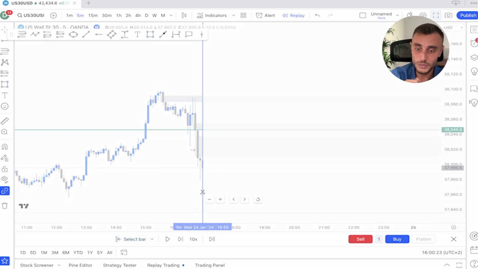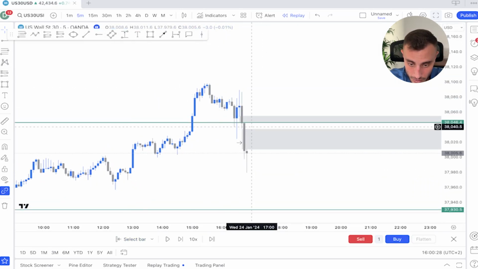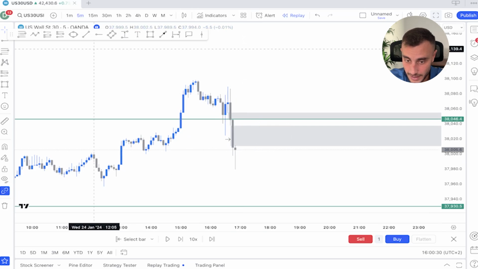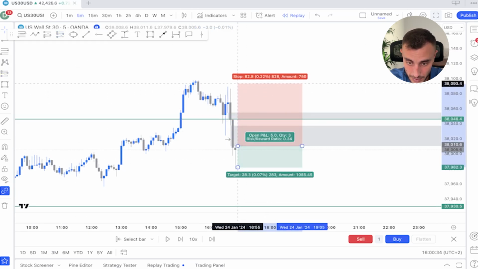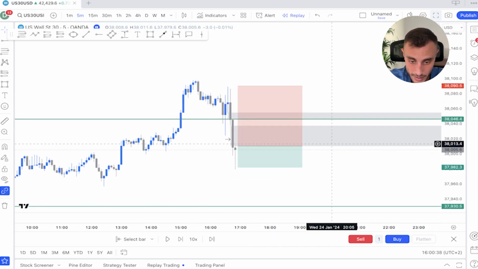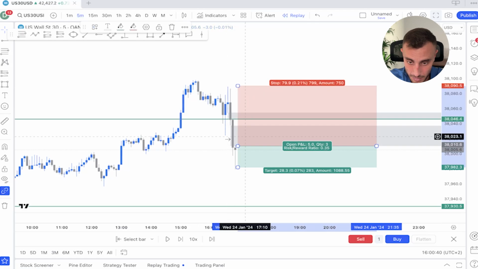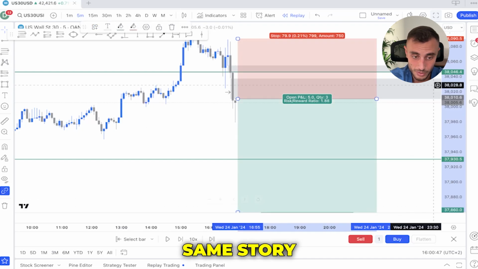Okay. So in this case, our entry would be on the second fair value gap. This would be our entry here. The stop loss, this time I would place it here above the second leg because there's no more imbalance there. This one has already been mitigated by this wick here. And then the take profit would be at 1 to 2. But again, same story as before.